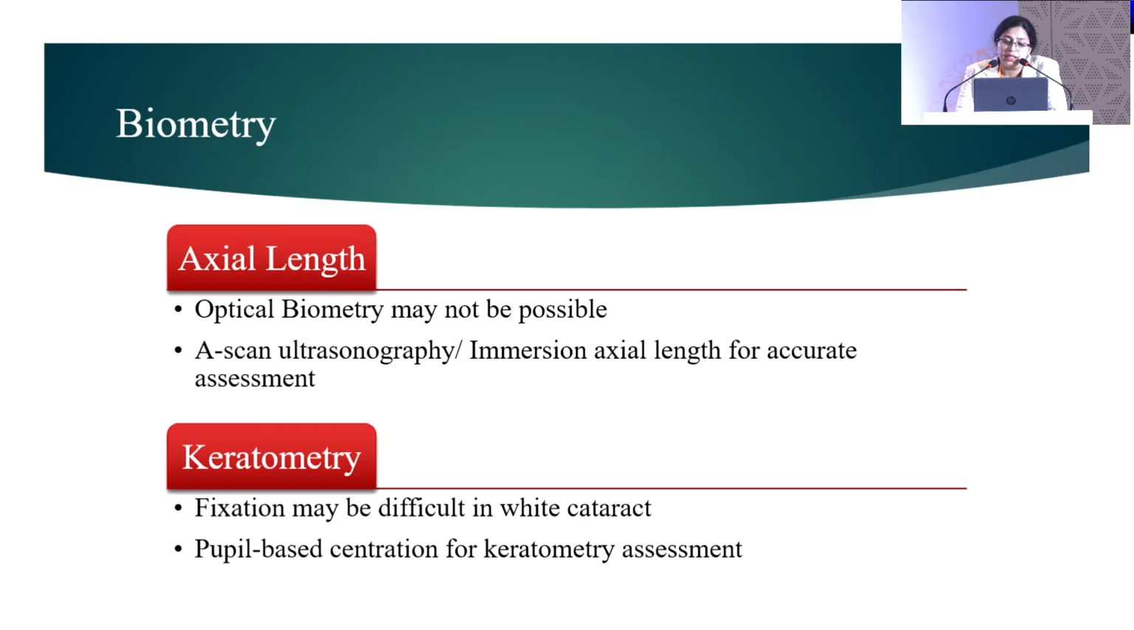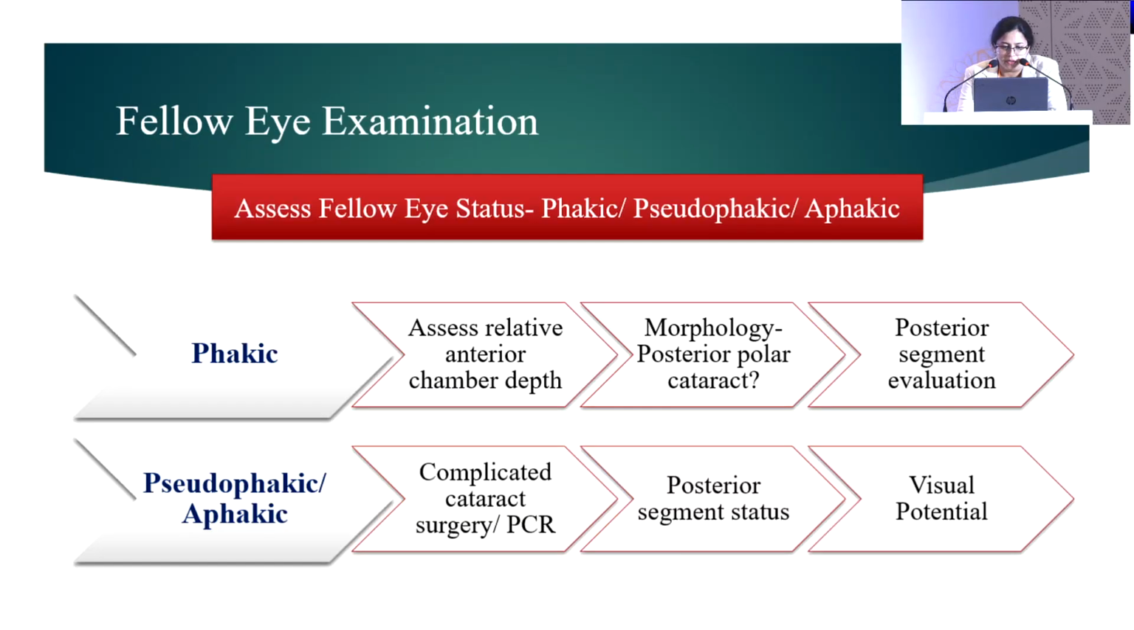Axial length by optical biometry may not be possible, and A-scan ultrasonography or immersion axial length is required for accurate assessment. Keratometry, again, fixation may be difficult in white cataract. With the newer optical biometers, you may achieve accurate optical biometry. Often you may have to resort to conventional keratometry techniques as well, and pupil-based centration for keratometry assessment is preferred.